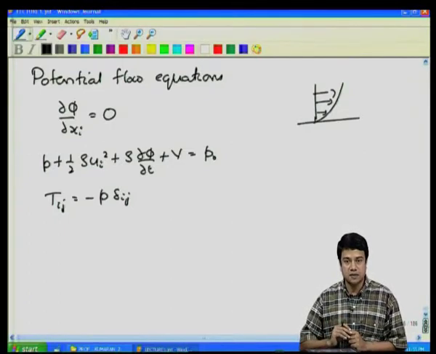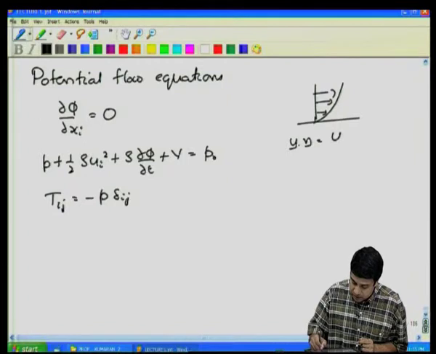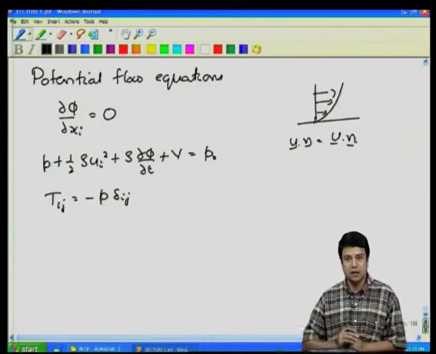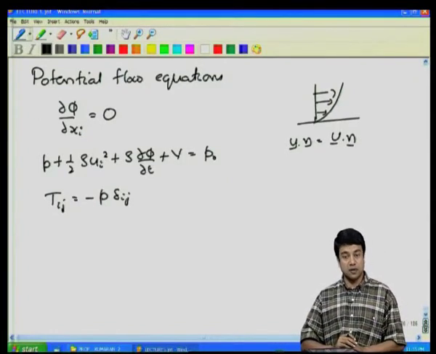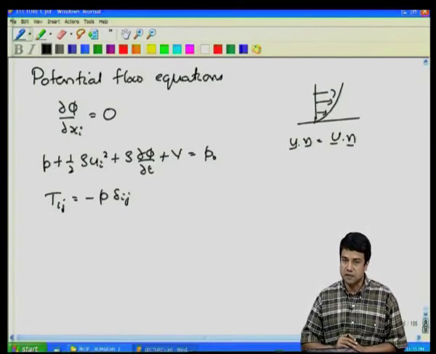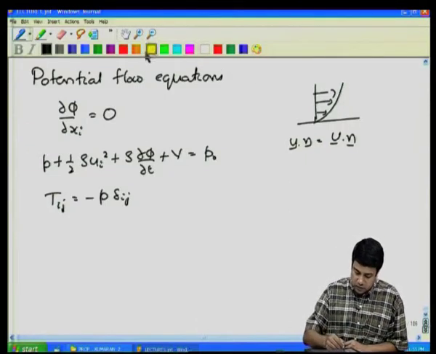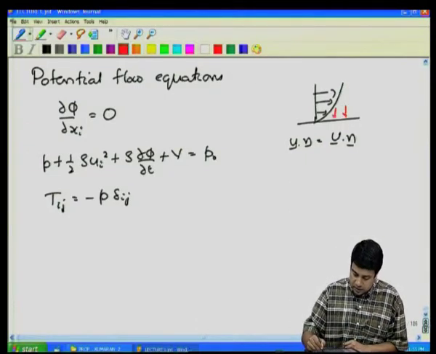Therefore, we cannot satisfy the tangential velocity boundary conditions anymore. The only boundary condition that we can satisfy is the normal velocity boundary condition, that is that u dot n is equal to capital U dot n. That is, the velocity of the fluid along the normal direction to the surface is equal to the velocity of the surface itself. In other words, both the surface and the fluid have to move with equal velocity at the surface.